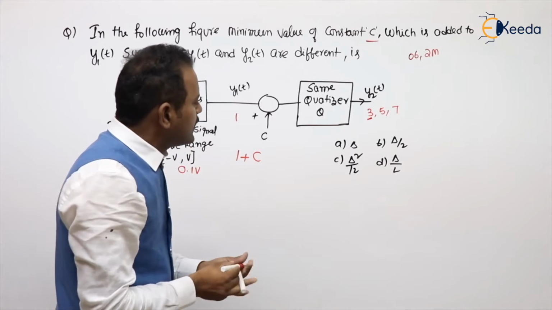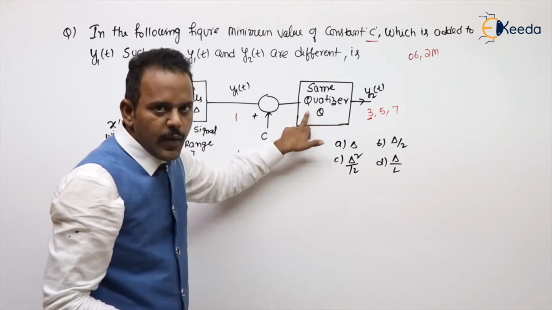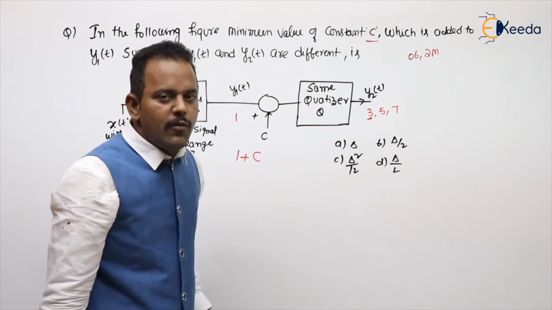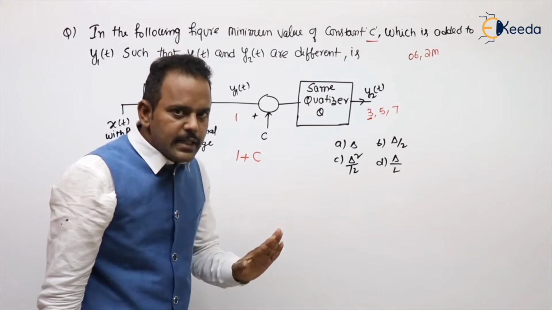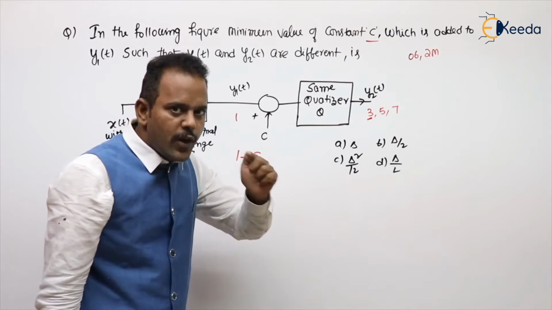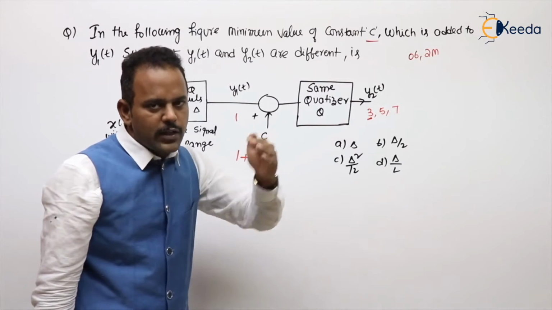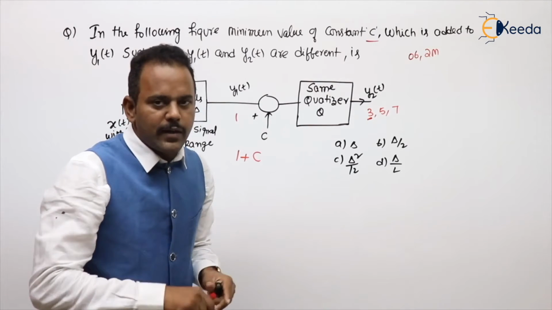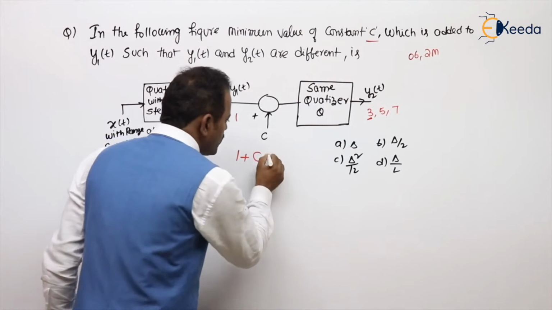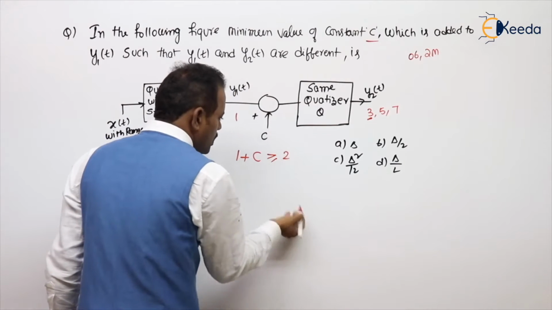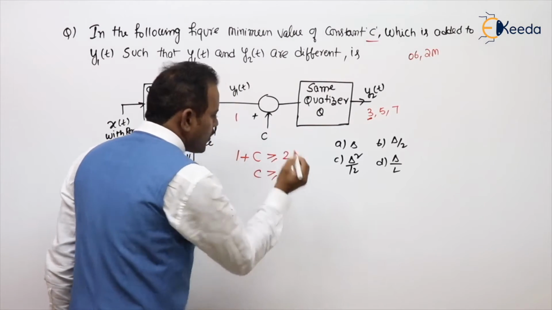So when this same quantizer will round off the sample value to 3, it is in the second step. Second step is from 2 to 4. So 2 will be either 1 you can round off or 3 you can round off. So minimum at least should be 2. So this value should be greater than or equal to 2. C is greater than or equal to 1.